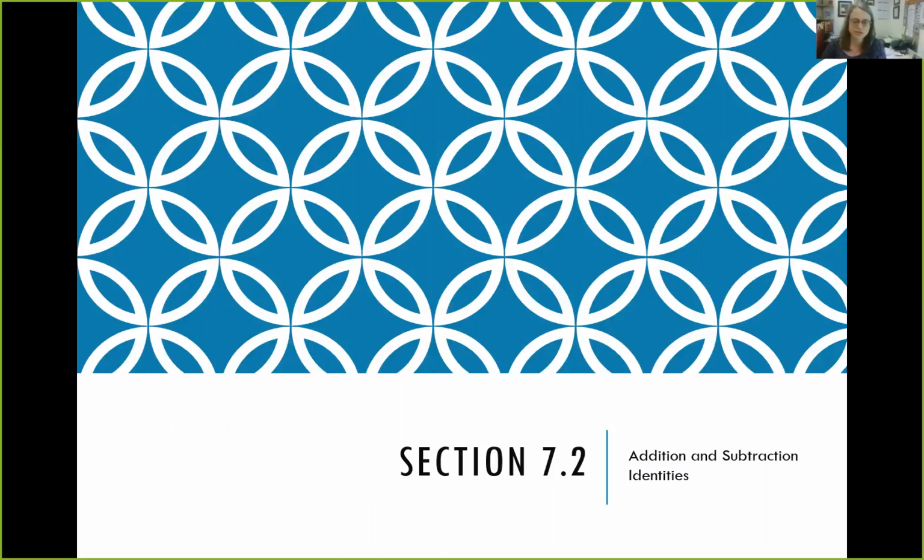We are going to talk about section 7.2. In 7.2, we're going to get into some more identities, more things you need to memorize. I'm going to break this section up into a couple of different presentations because it's going to get really tedious otherwise. So we're going to start with addition and subtraction identities.